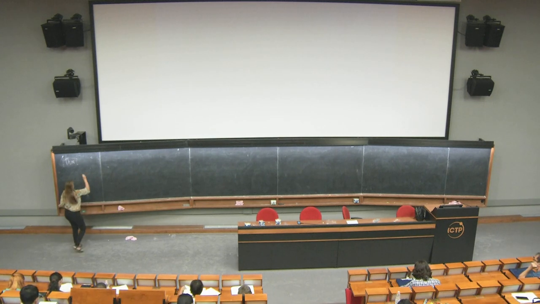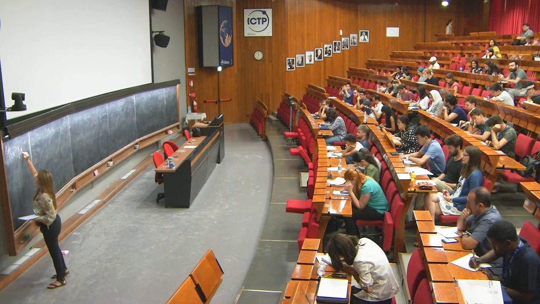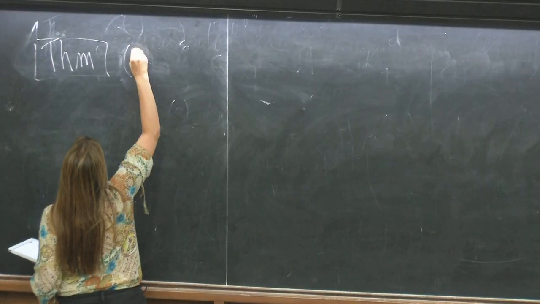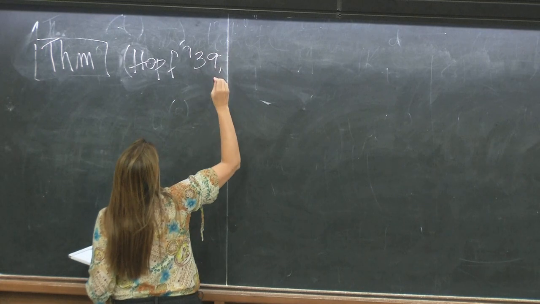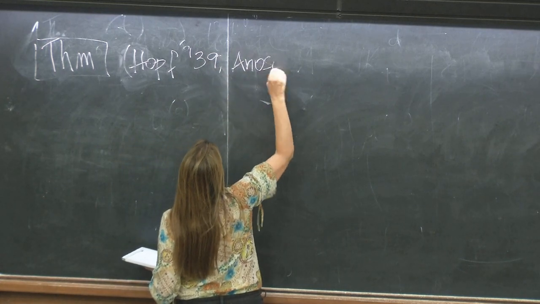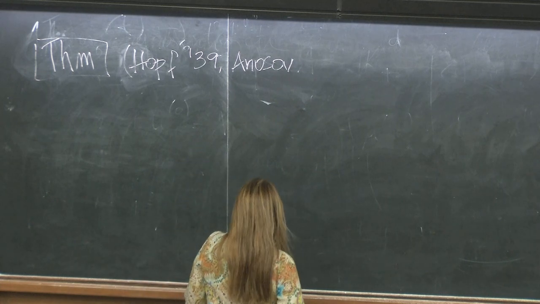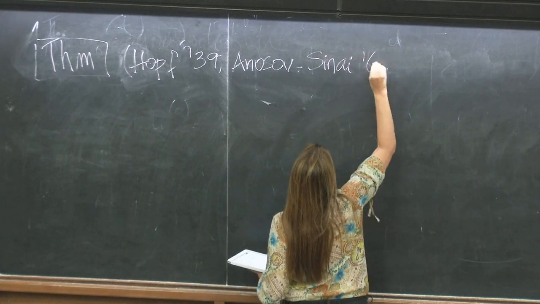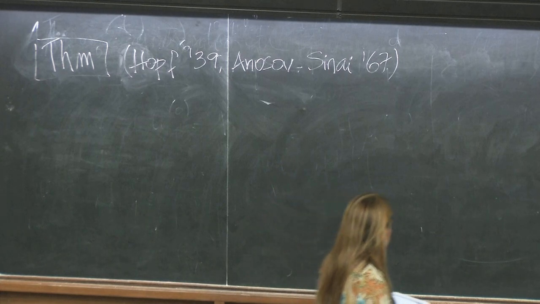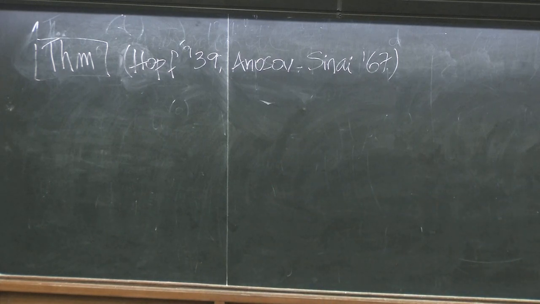Okay. So as Amy has told you in the last lecture, we are going to see the proof of the following theorem for the case where the manifold is a two torus. This theorem uses the Hopf argument, which goes back to 1939, and the proof is by Anosov, though some people also say that it's Anosov-Sinai. So let's play safe, and I will cite both.